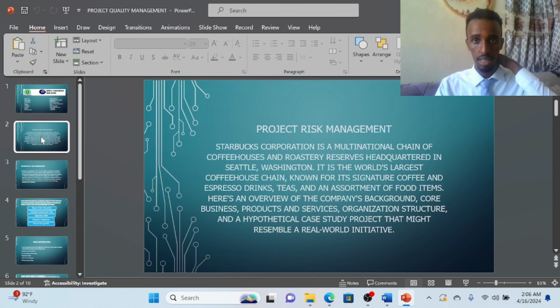First, we have risk management, and our project today is Starbucks collaboration. Starbucks is a multinational chain of cafes and roasteries headquartered in Seattle, Washington. It is the world's largest cafe chain, known for its signature coffee and espresso drinks, tea, and assortments of food items.